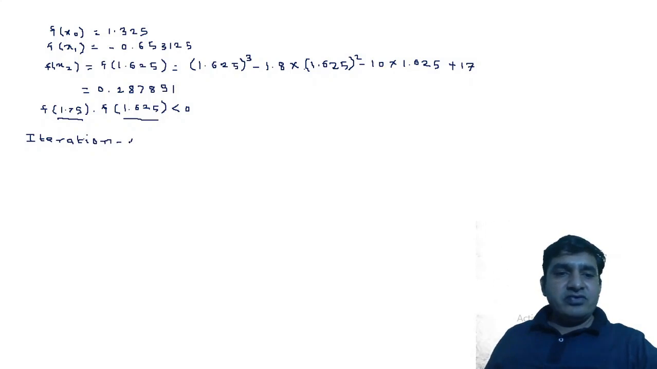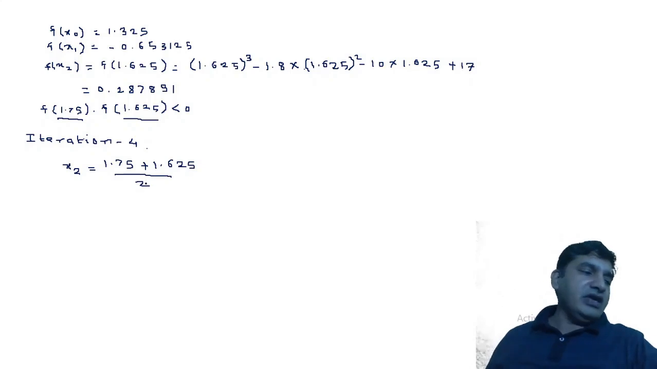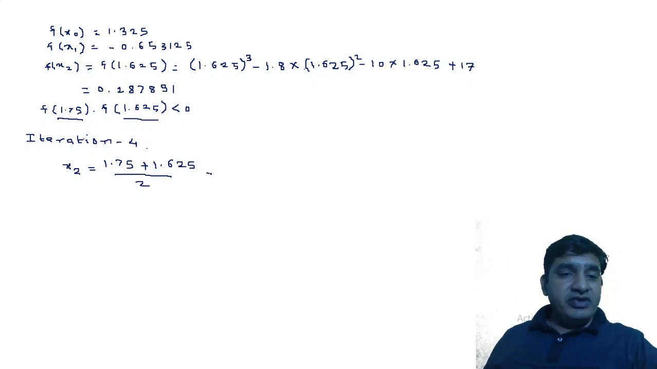Iteration 4. Here this is considered as x0 and this is considered as x1, and therefore x2 is equal to x0 plus x1, that is 1.75 plus 1.625, divided by 2, and we get 1.6875 as the midpoint.